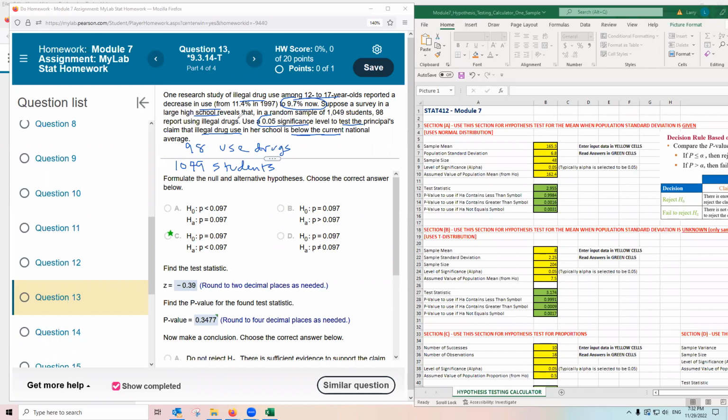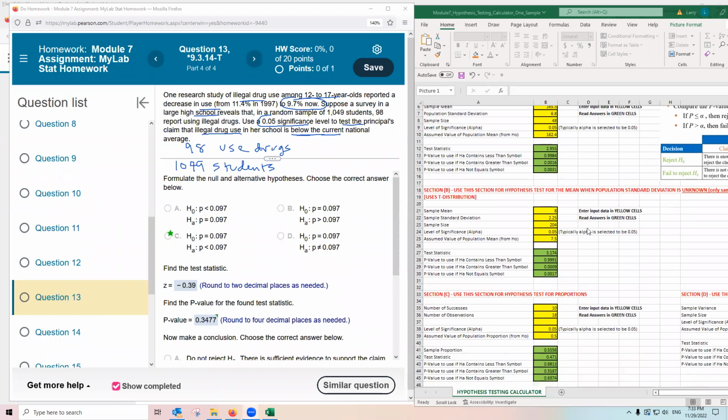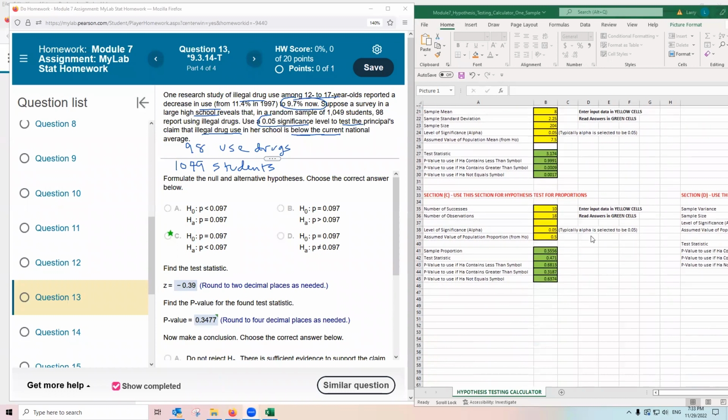Well, notice we're talking about the proportion of students using illegal drugs. So this is going to be a hypothesis test for proportion. So I'm going to scroll down here to section C of this Excel calculator, hypothesis test for proportions. All right, first thing we've got to do is set up the null and alternative.